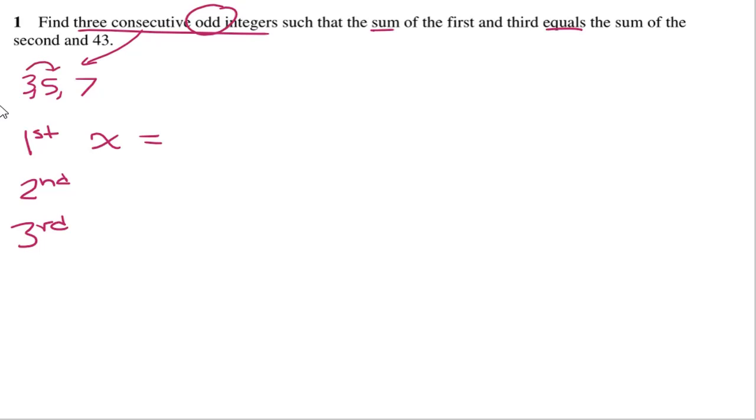To get from 3 to 5, I have to add 2 more. To get from 5 to 7, I also have to add 2 more. But I can't just write x plus 2, because remember, x represents that first number. So it's really, how do I get from this number to this number? And that's really adding 4 more, right? We add 2 each time.